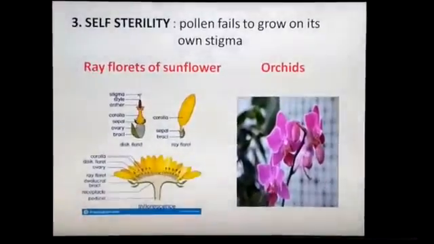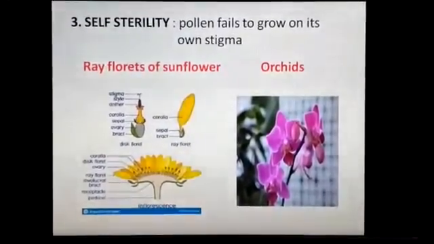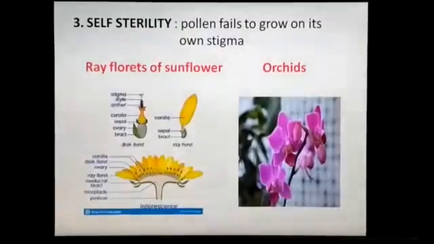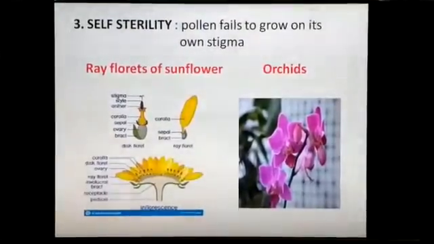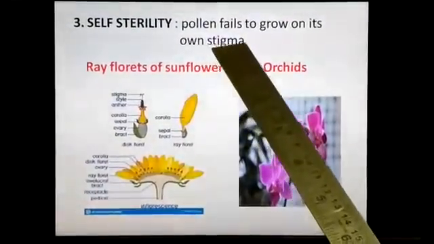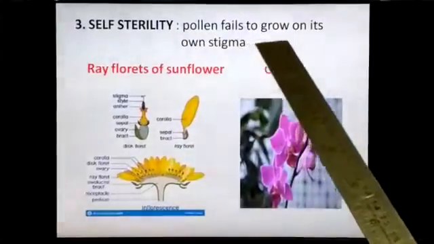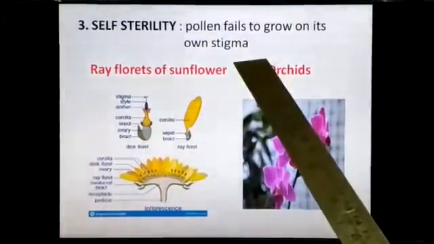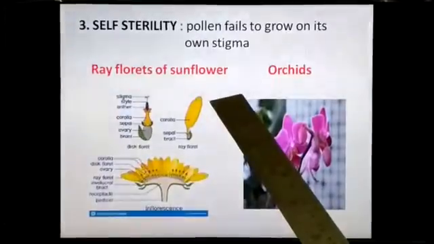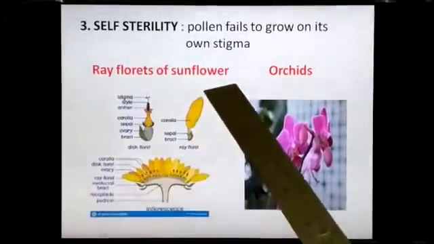The third condition is self-sterility. It means the flower is sterile for its own pollen grain. Even if the flower is bisexual, the pollen fails to grow on its own stigma. The examples of self-sterile flowers are ray florets of sunflower.